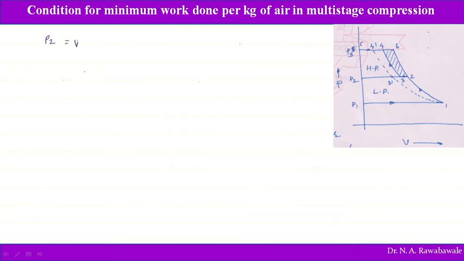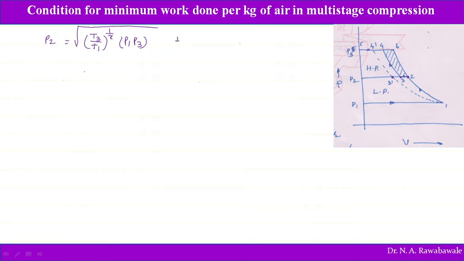So now P2 is equal to square root of T3 by T1 to the power of 1 by x, P1 P3. Now if the intercooling is perfect, if the temperature T2 is cooled up to T3, that is nothing but this 3 point coincides with 3 dash, so the temperature of point 3 is going to be equal to T1.